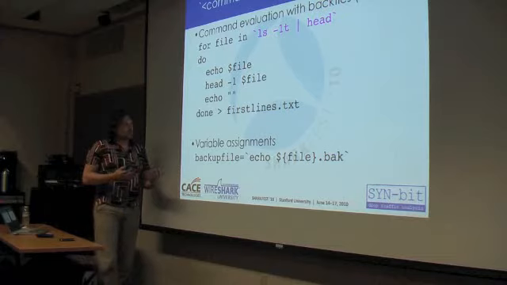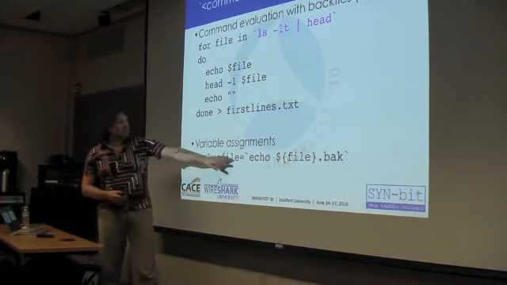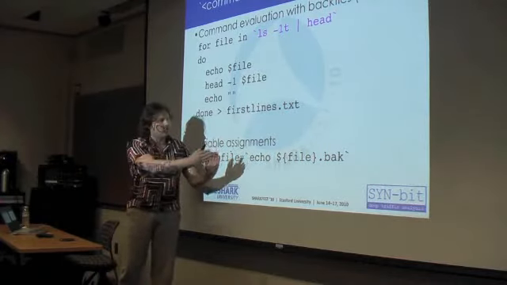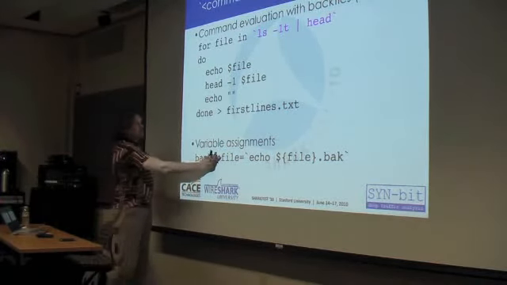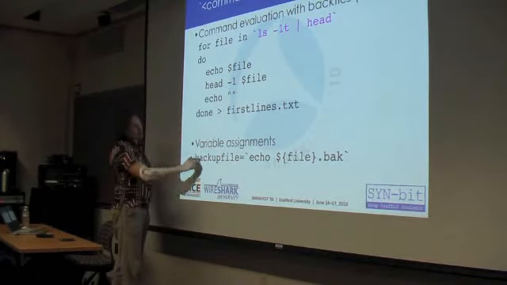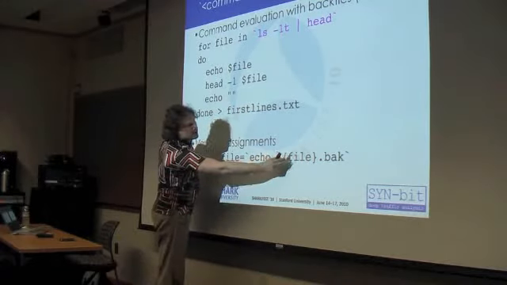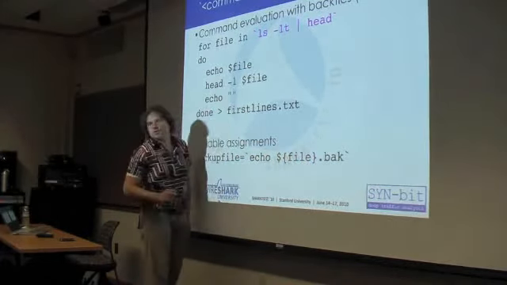If you need to use variables to store things, you can again use backticks to create output. So if you put this line within the script, it will create a backup file for each file in the listing, which is the file name with the extension .bak.